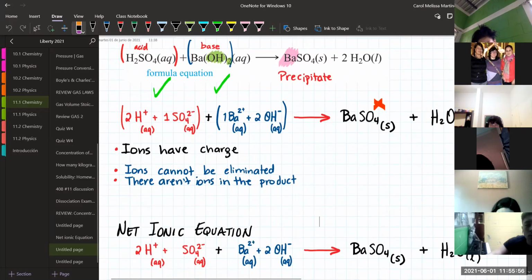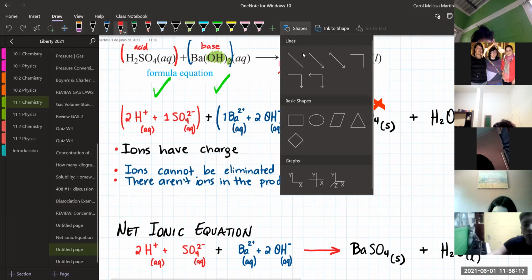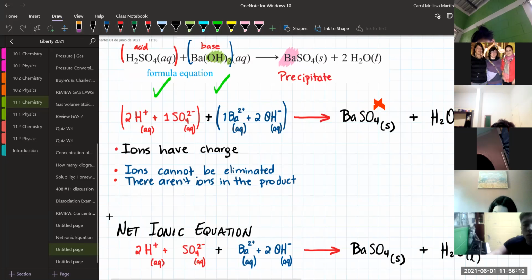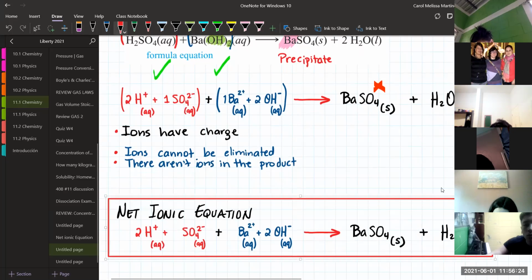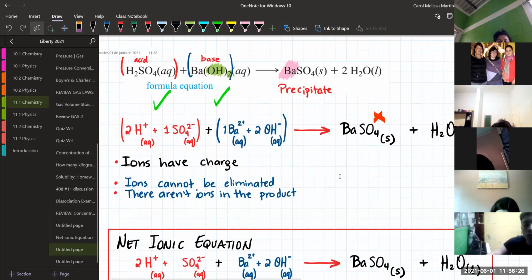From the procedure that I did, do you have any doubt? That's it. That's the net ionic equation. You don't need to do anything else. This will be enough. Do you have a doubt in the procedure?